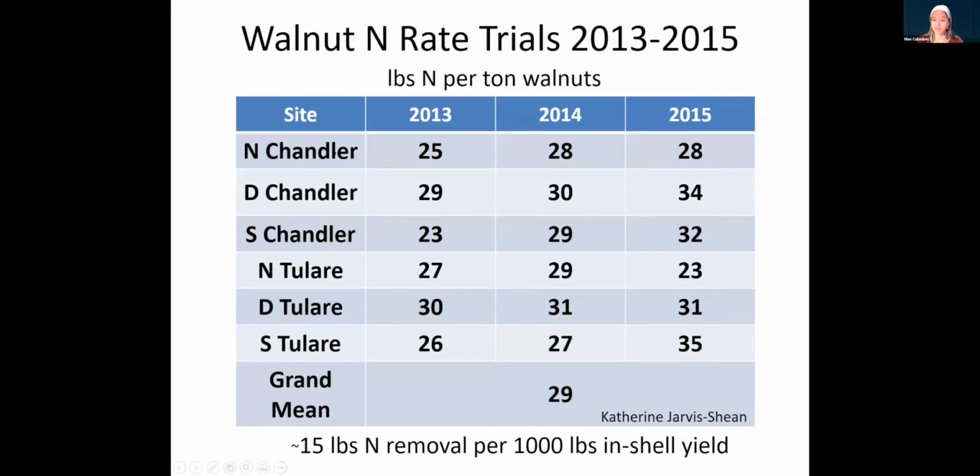So just to show the walnut nitrogen rate trials that occurred at those different locations that I mentioned. We have one in the North Sacramento Valley, somewhere in the Linden area, and then in the Hanford area of the Southern San Joaquin Valley for both Chandler and Tulare. And then the numbers here are the pounds of N that were exported per ton of walnuts. And so looking at the grand mean of those over a period of these years, we have found that that's about 29 pounds per ton, or about 15 pounds of N removal per 1,000 pounds.